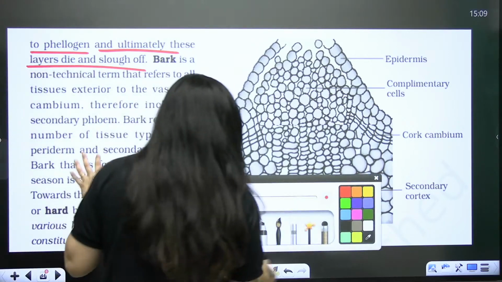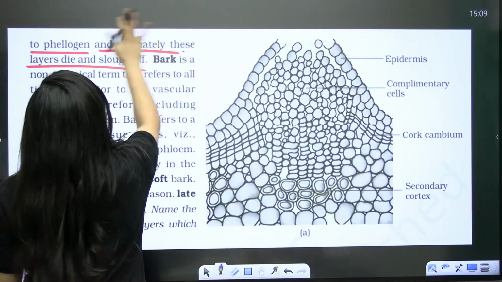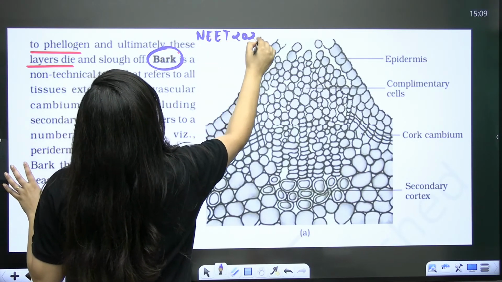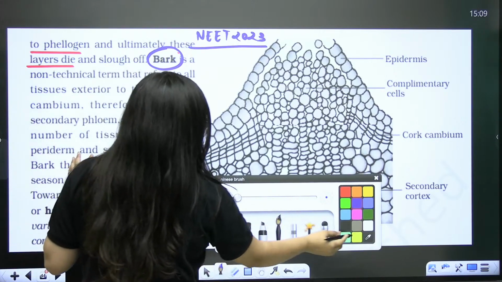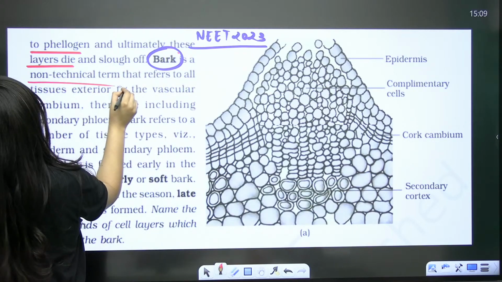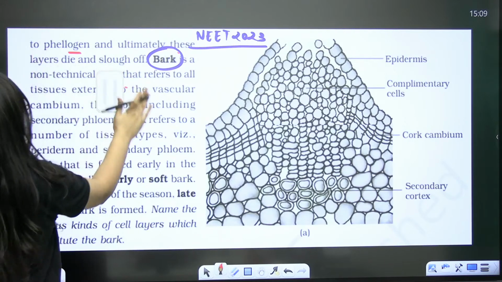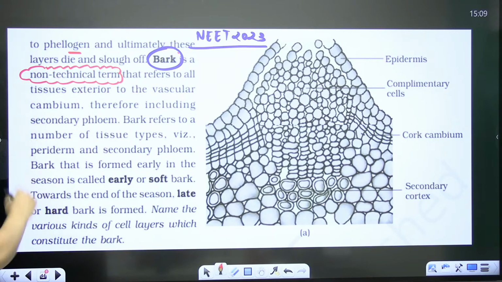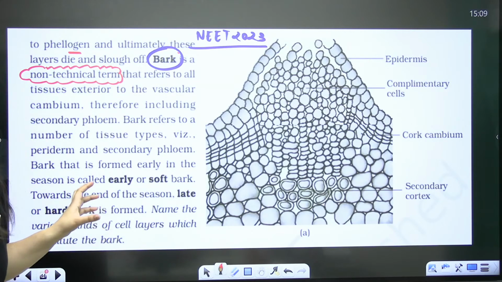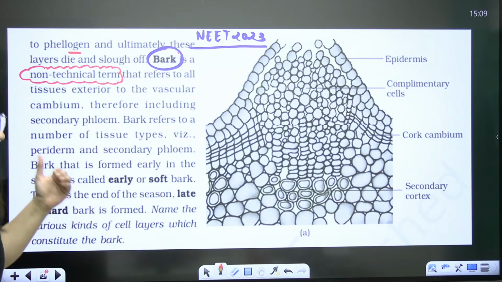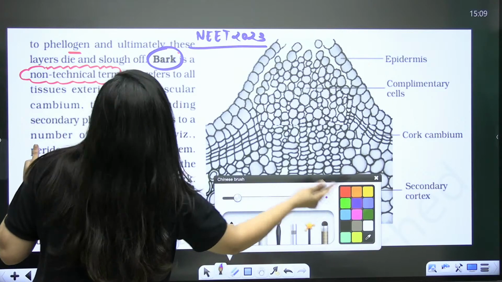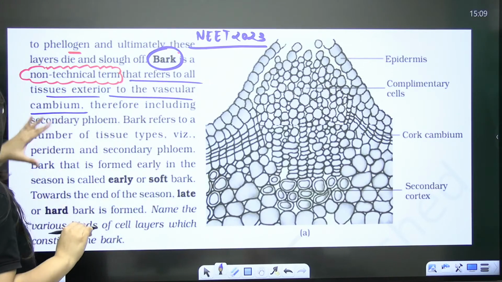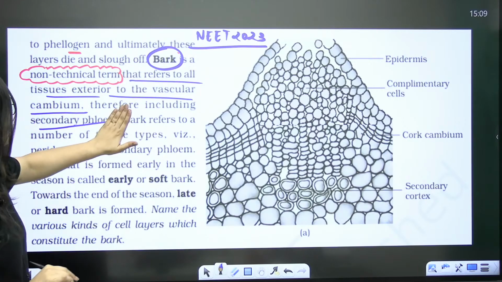Now we have one more term, which is non-technical, and it was a question in NEET 2023. We use the term bark. Bark is a non-technical term, and sometimes people confuse it. It refers to all the tissues present outside the vascular cambium.